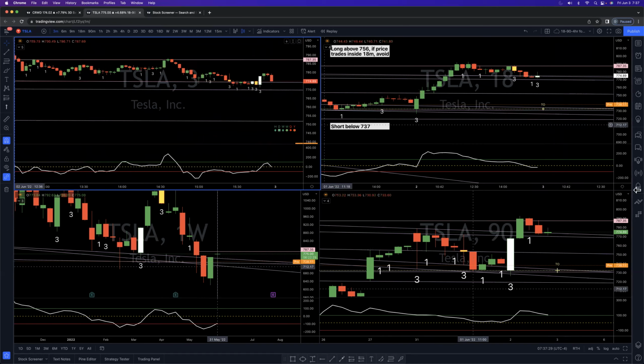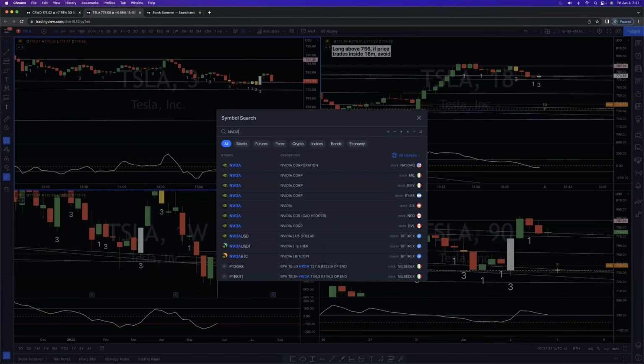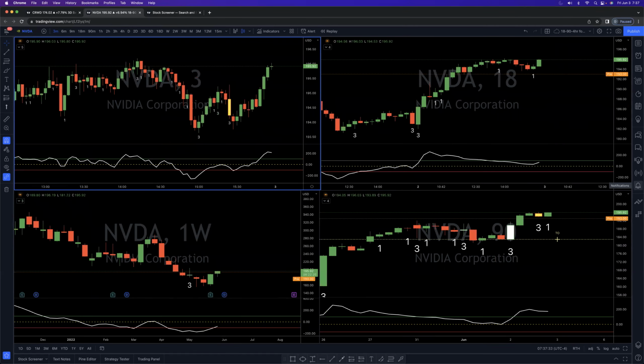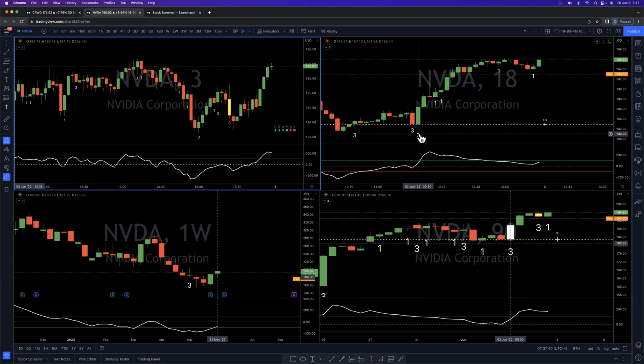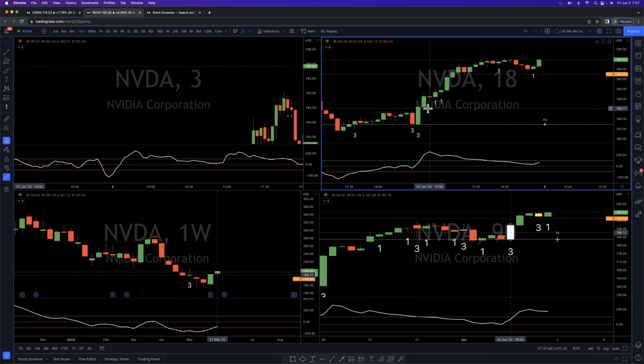All right, so that was Tesla. NVIDIA, we did not get a chance to map out, but you had here something very similar. You had the outside bar, it crossed back above. Now I'm looking for my entry.